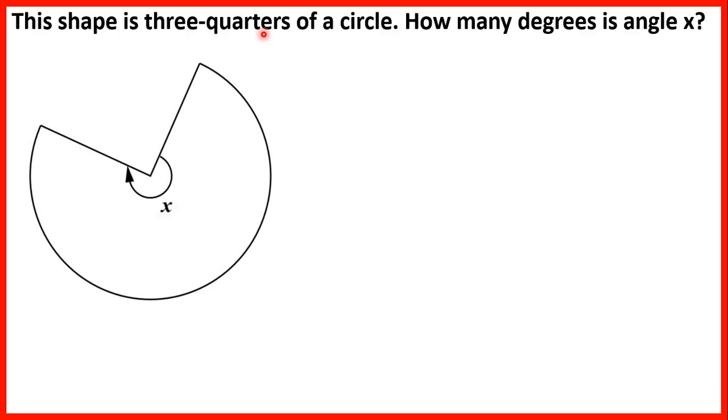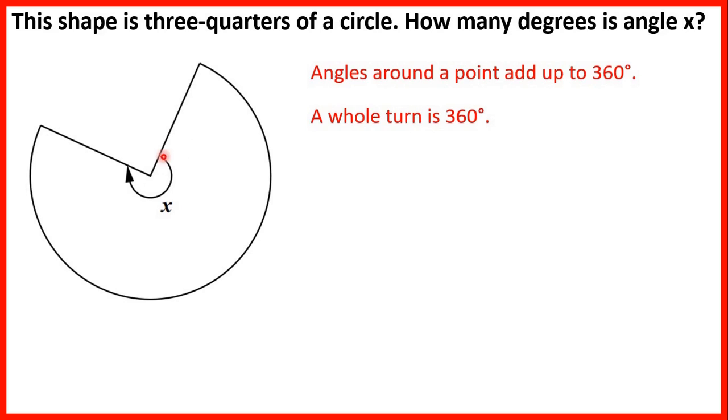This shape is 3/4 of a circle. How many degrees is angle X? So here we need to remember that angles around a point add up to 360 degrees, or that a whole turn is 360 degrees. So because it's 3/4 of a circle, we need to find 3/4 of 360. That's 270, because 360 divided by 4 is 90, times 3 is 270. So that's the size of angle X.